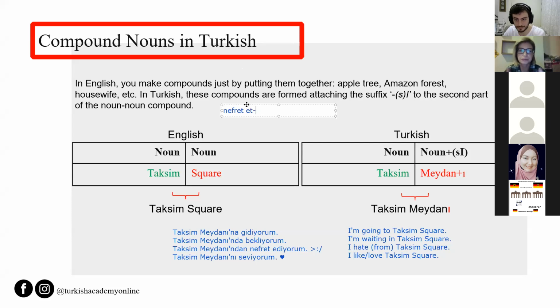What about if we have Ayşe and kol saati? So kol saati is already a compound, but Ayşe'nin kol saati. Oh, so when you have possessives and a compound, yeah, in this case you don't have to add an extra possessive. Okay. You just need one.